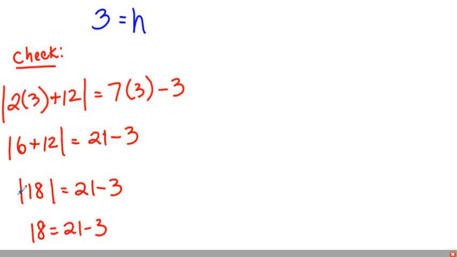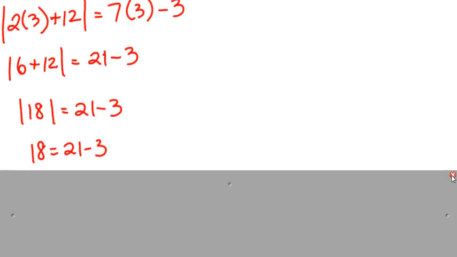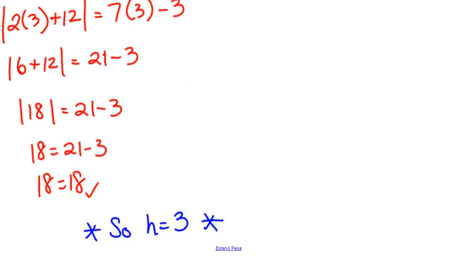We know the absolute value of 18, that means it's 18 units away from 0. So the question is, do our distances match? And they do. So we have one solution for our equation, h equals 3.